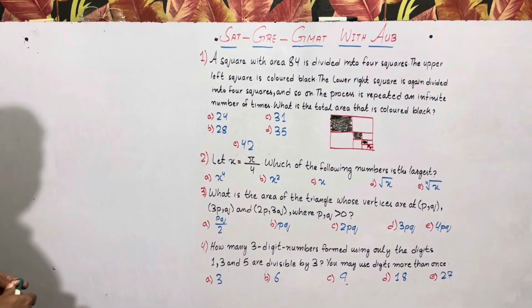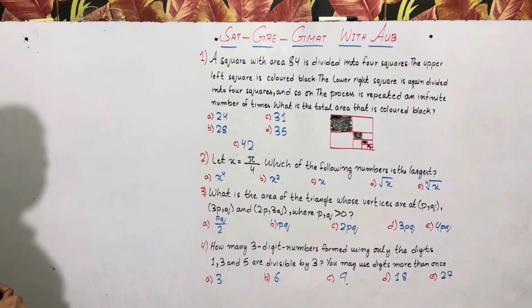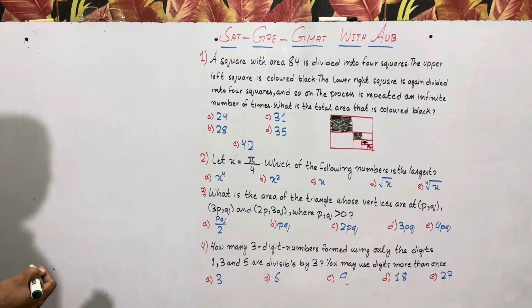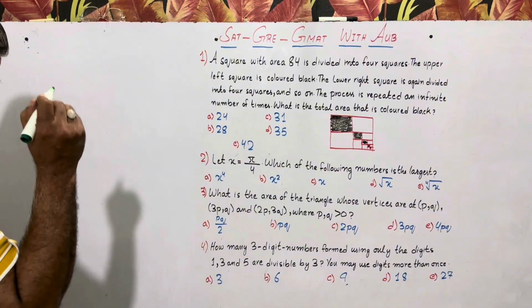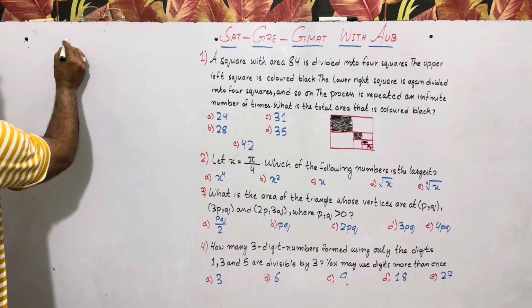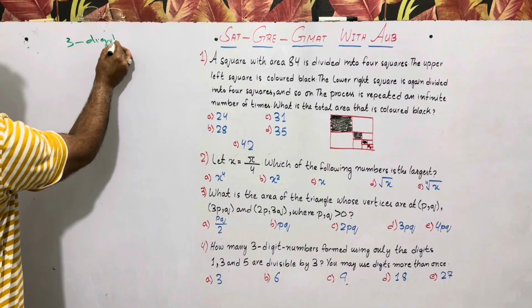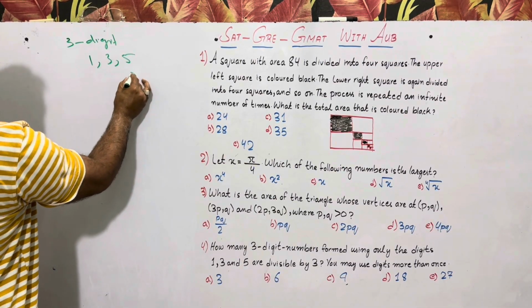Question number 4 demands from us: how many 3-digit numbers formed using only the digits 1, 3, 5 are divisible by 3? You may use digits more than once, meaning repetition is allowed. We are asked to find how many 3-digit numbers, using the digits 1, 3, 5. Repetition is allowed.